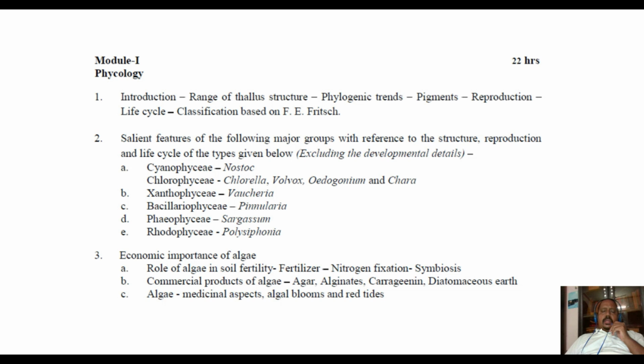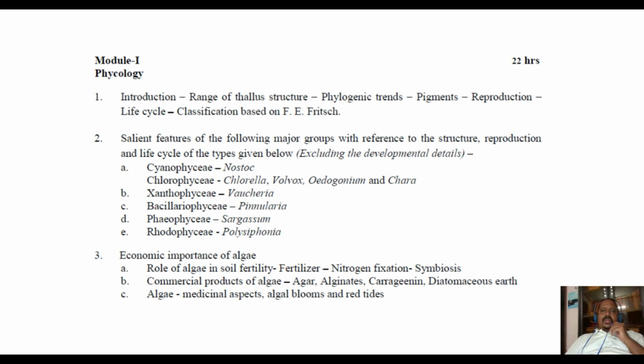For example, in the case of Cyanophyceae, which is the blue-green algae, it is a prokaryote, and we will study the type Nostoc in detail there, so that we can understand how the Cyanophyceae is differentiated and also how complex the life of a Cyanophyceae is.